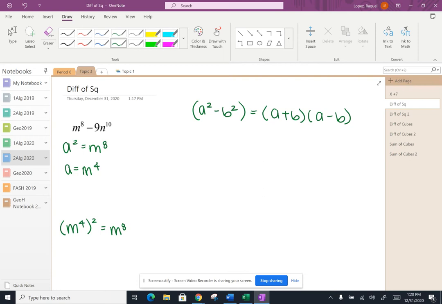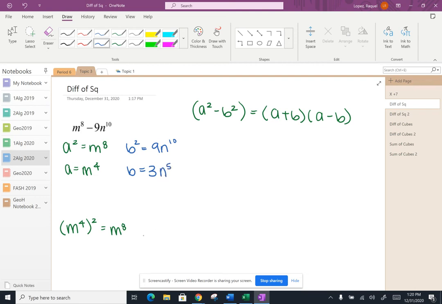Now that I know what a squared and my a is, let's identify what my b squared is. I can see that the thing in place of b squared is 9n to the 10th. If I'm trying to figure out what my b is, I can take the square root of both sides. The square root of 9 is 3. The square root of n to the 10th is n to the 5th.